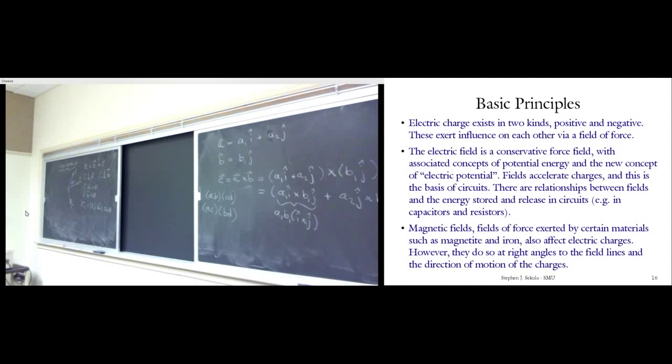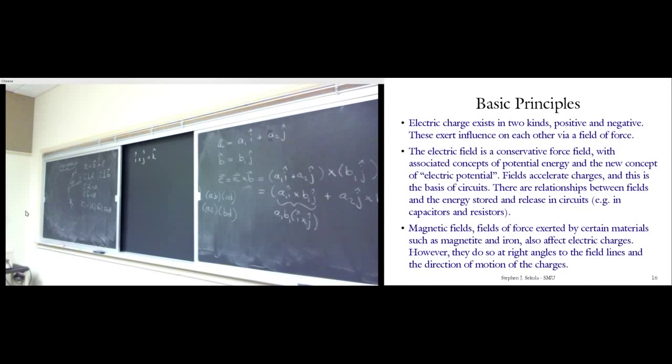So here are the rules. This is how I remember it. i hat cross j hat equals k hat. The x direction crossed with the y direction equals the z direction. And you can see that right with the right hand rule, right? x cross y equals z. That's it. That's the definition of a Cartesian coordinate system. In fact, a right-handed Cartesian coordinate system is defined by exactly that equation. The cross product of x and y yields z. It's perpendicular to both x and y. And of course, x and y are perpendicular to each other.